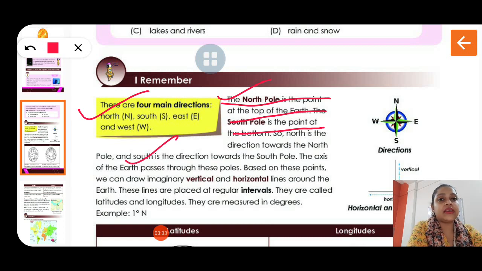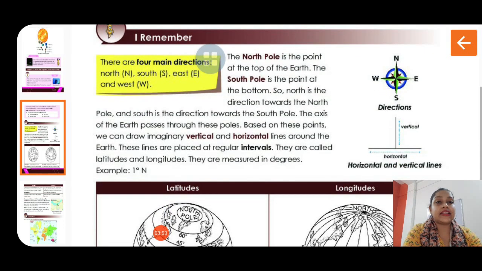The axis of the earth passes through these poles. Based on these points, we can draw imaginary vertical and horizontal lines around the earth. These lines are placed at regular intervals. They are called latitudes and longitudes. They are measured in degrees. Example, 1 degree north. So children, today we will study about latitudes and longitudes.